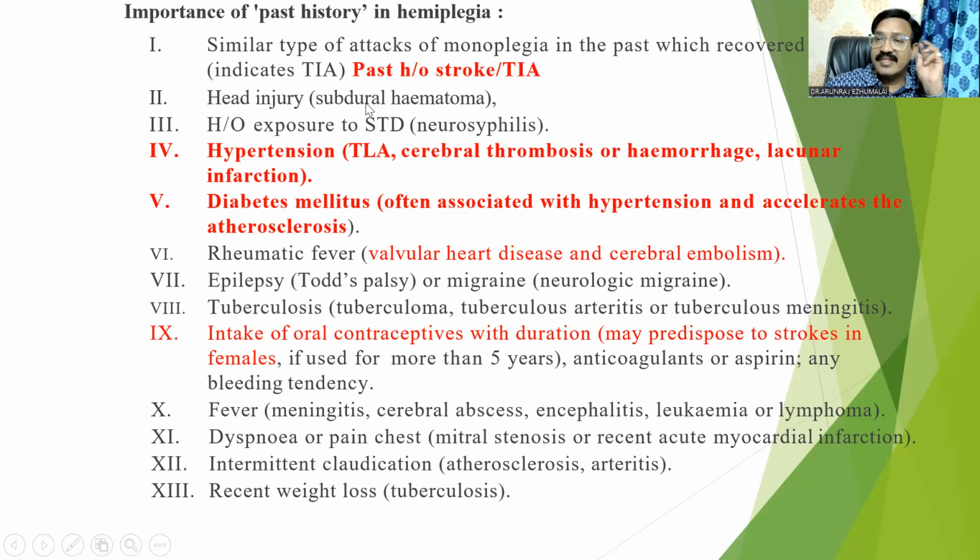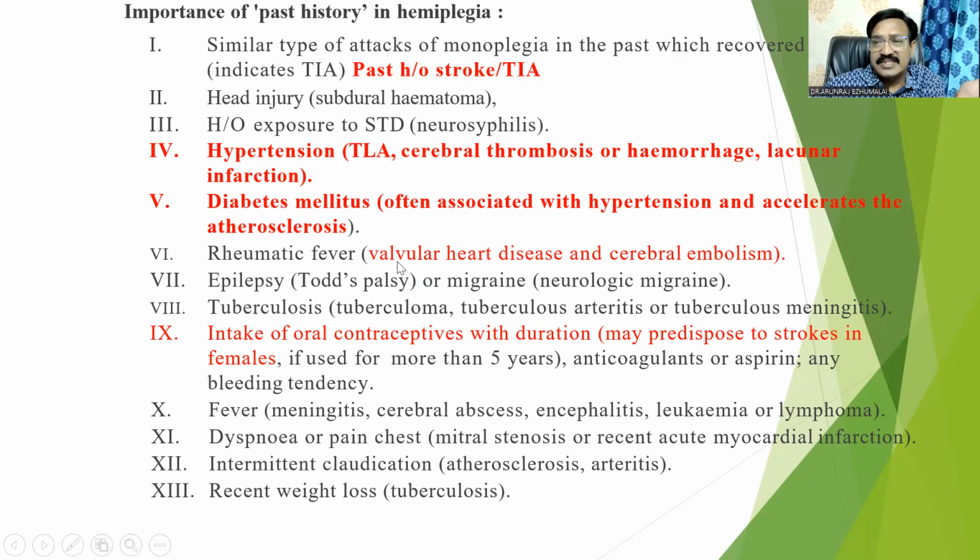Head injury, because an intracerebral hemorrhage, EDH (extradural hemorrhage), or subdural hemorrhage may also produce hemiplegia. Any sexually transmitted diseases like HIV may also produce focal neurological deficit. History of hypertension, you definitely have to ask. History of diabetes, because these are the risk factors. In past history, these are the two points that you have to ask, in the second and third point.